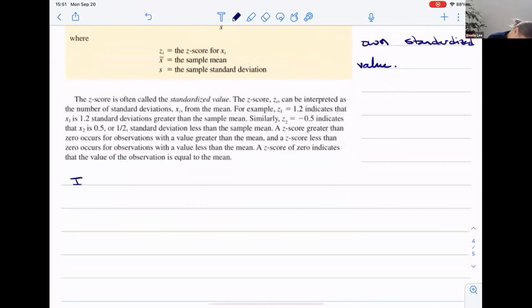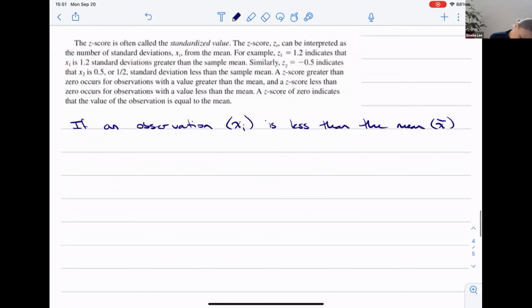So if an observation, which is X subscript i, is less than the mean, X bar, we know Zi will be negative.